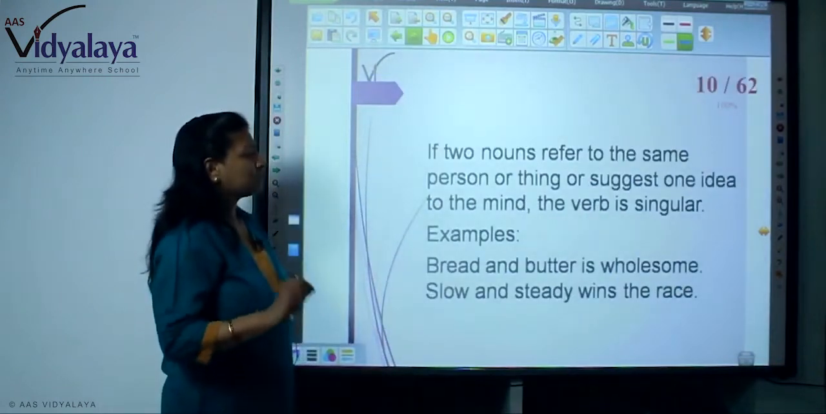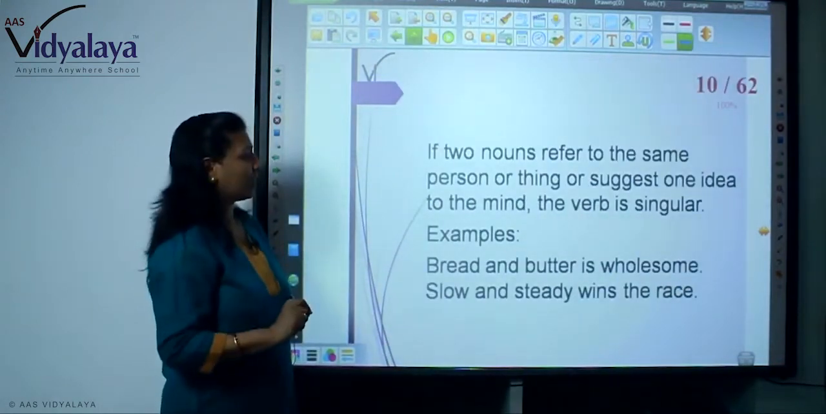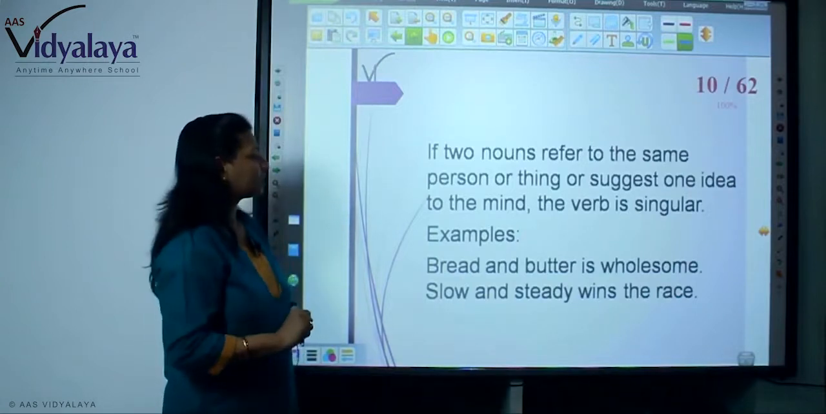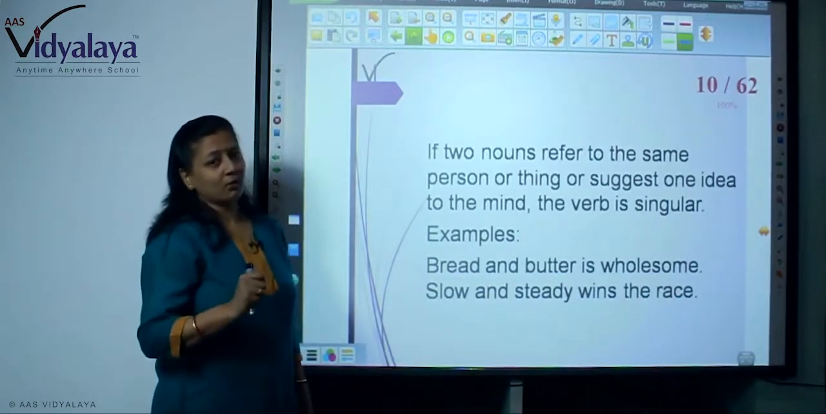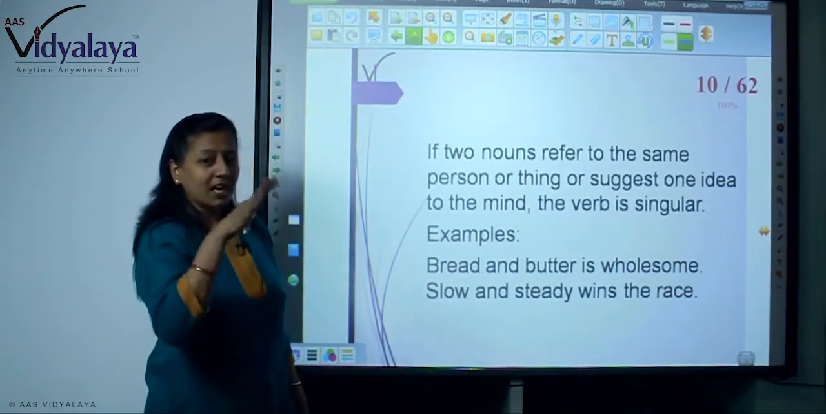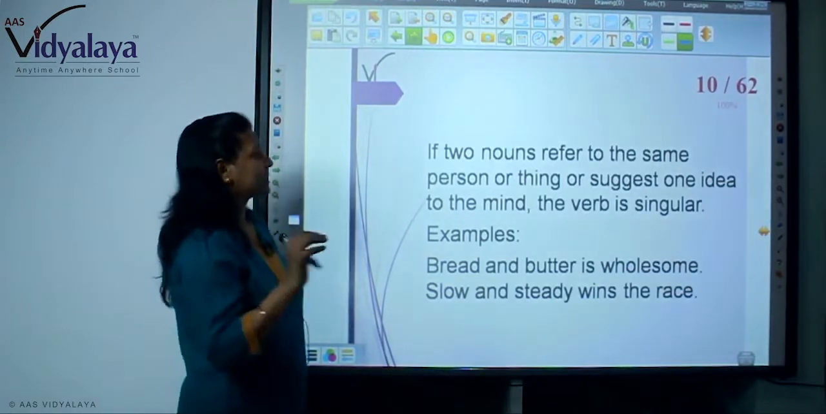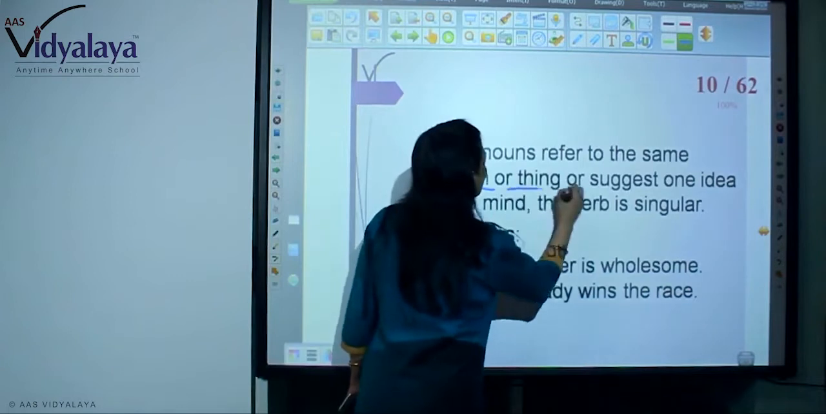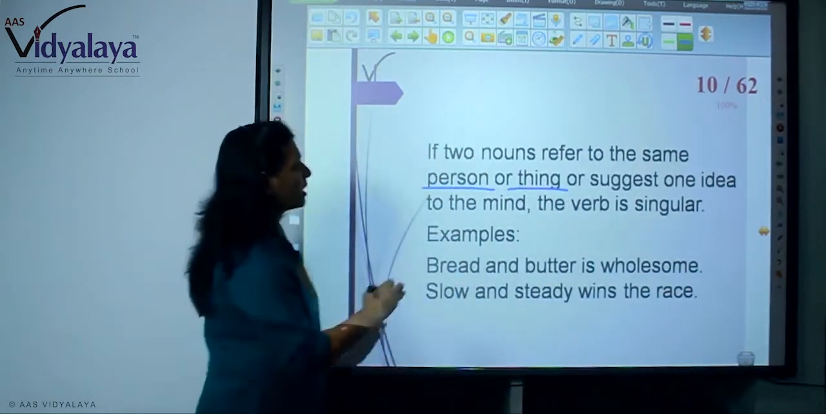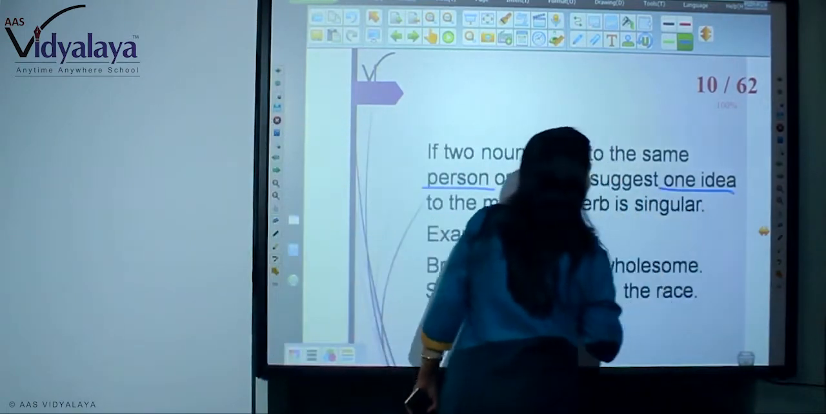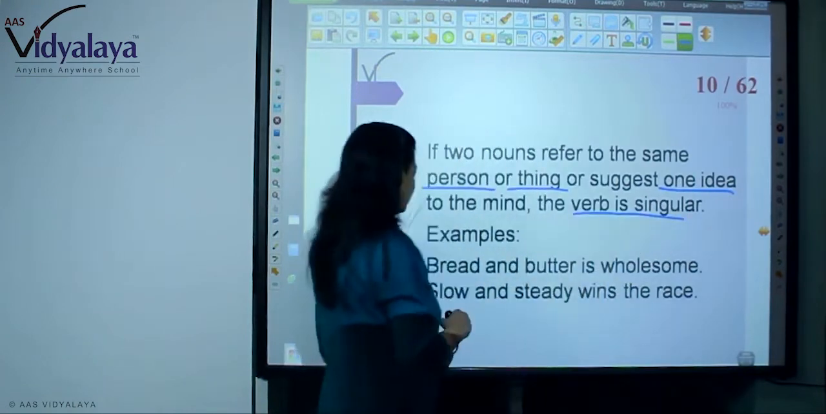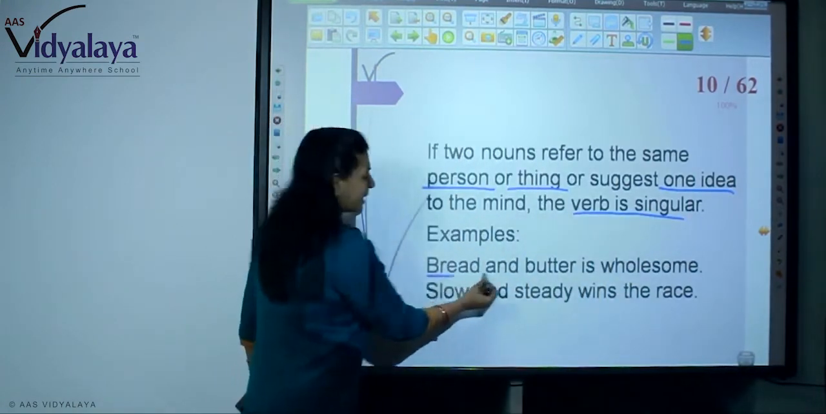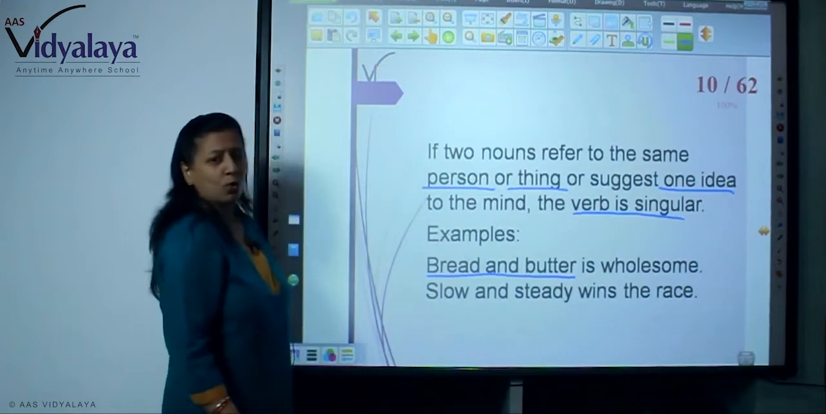If two nouns refer to the same person or thing or suggest one idea to the mind, the verb is singular. So always remember, if the two subjects refer to the same person or thing and suggest one idea, then the verb is singular. For example, bread and butter is wholesome.